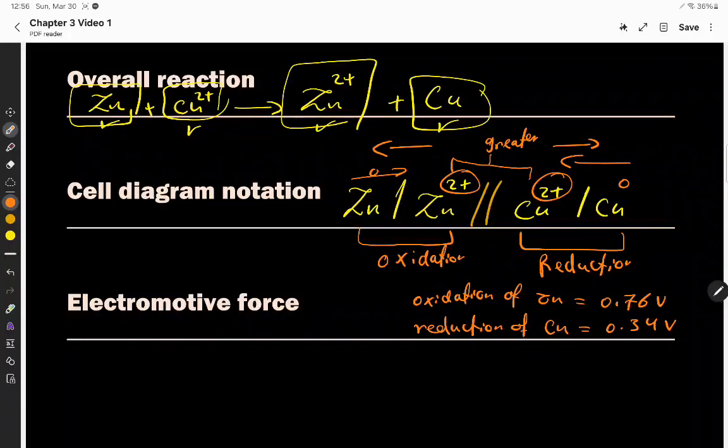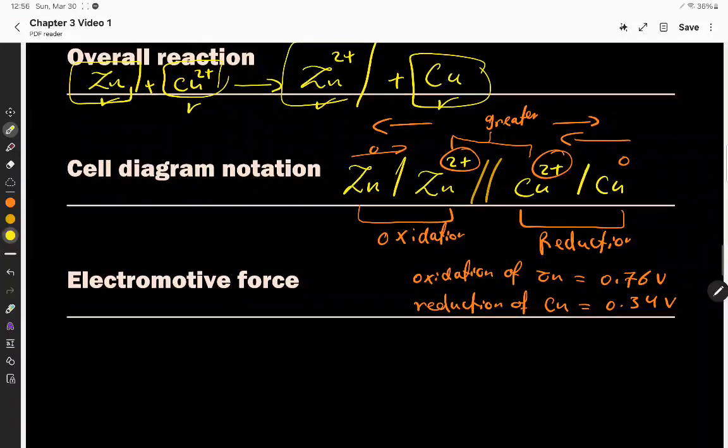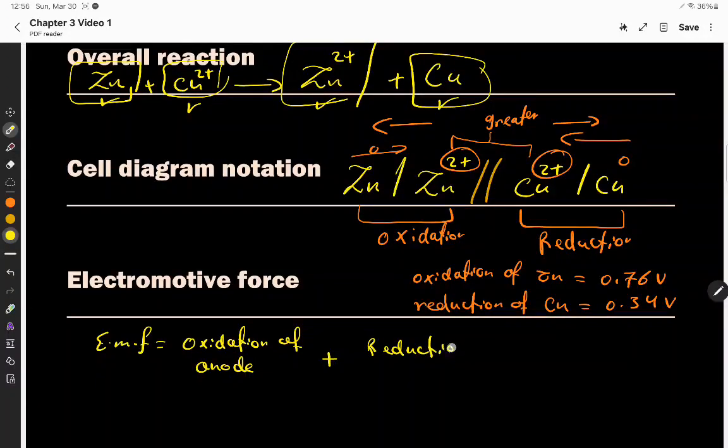To calculate the electromotive force, we have two methods. The first one, we will see electromotive force equals oxidation potential of anode plus reduction potential of cathode.